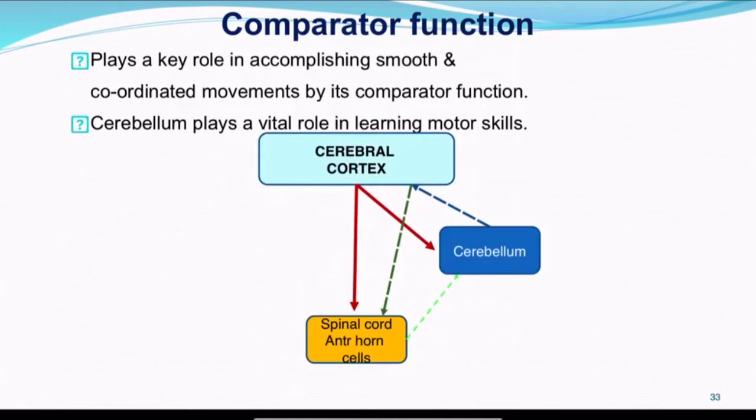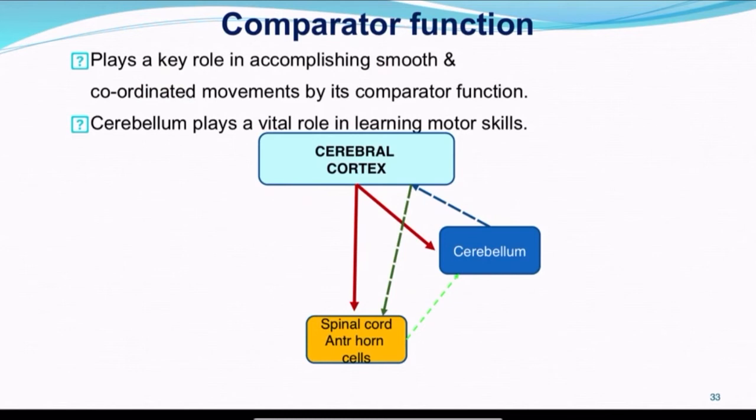Comparator function is a very important function of the cerebellum. It plays a key role in accomplishing smooth and coordinated movements by its comparator function. What is this comparator function? It is almost like a family situation. You can see three components labeled here: cerebral cortex, cerebellum and spinal cord anterior horn cells.